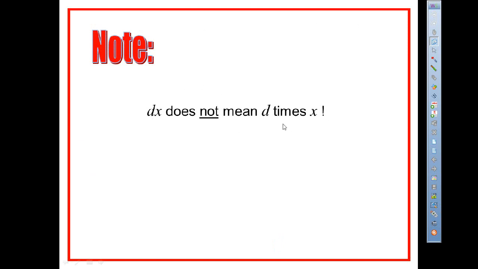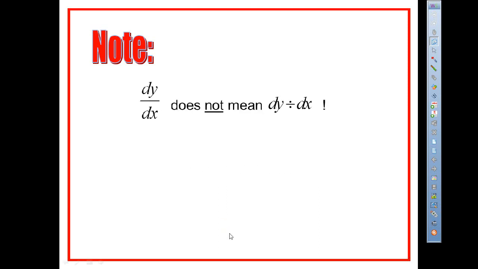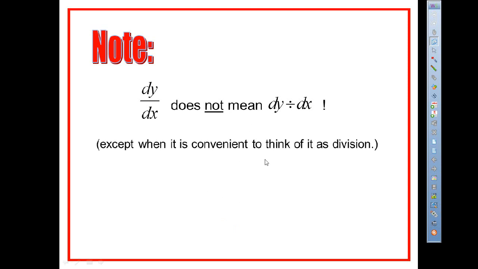dx does not mean d times x. Same way, dy does not mean d times y. dy dx does not mean dy divided by dx, except when it's convenient to think of it as division. And we will talk about times when that's true, but not right now. We're not ready for it. But just understand, dy dx is not dy divided by dx. And the same thing with df dx.